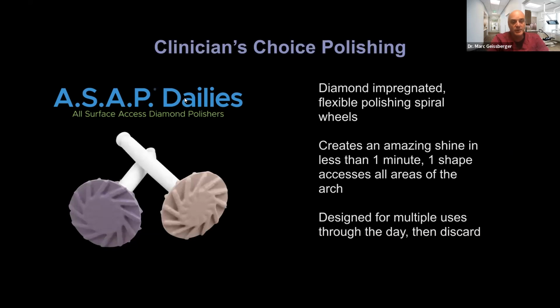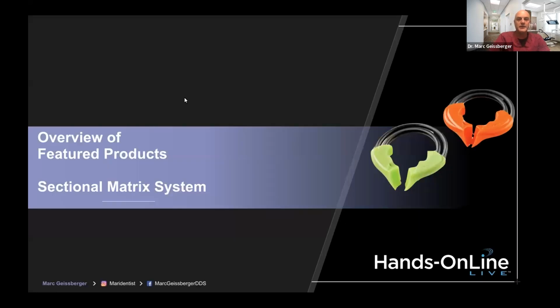Now, Clinician's Choice also makes one called an ASAP Daily, and these are designed to be used and autoclaved for a day only and thrown away at the end of the day. So if you're a practice that sees multiple composite patients throughout the day, this is a real great option for you. The first one that I showed you is autoclavable up to 30 times.